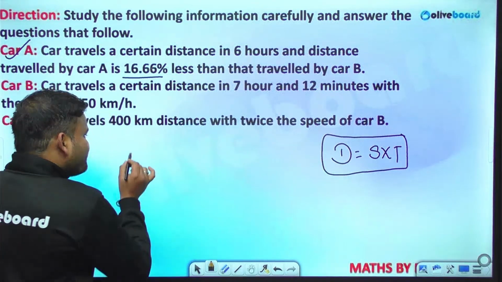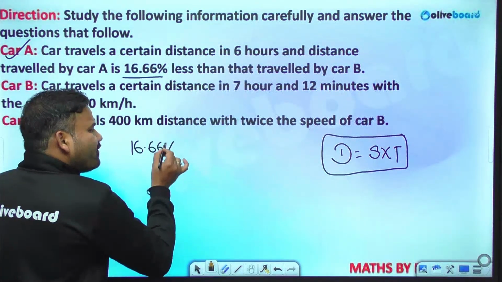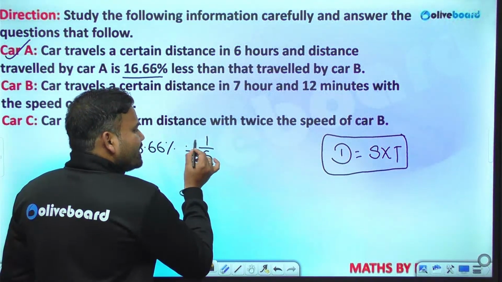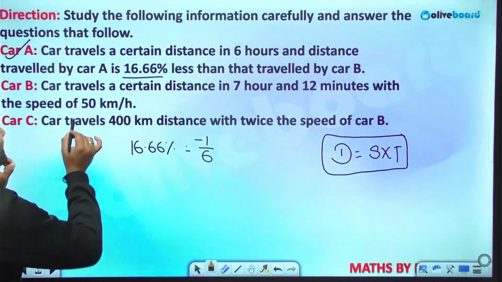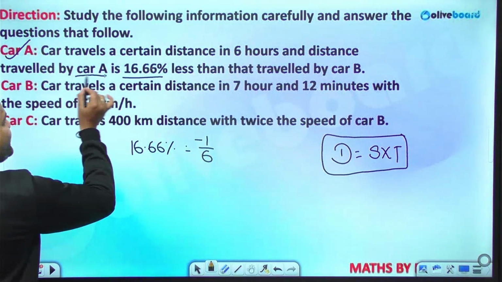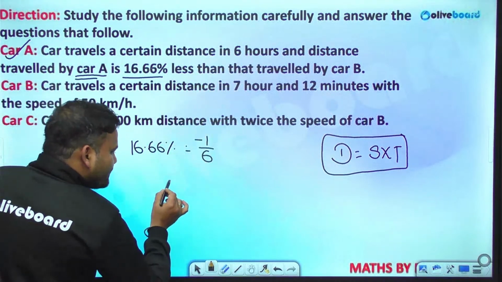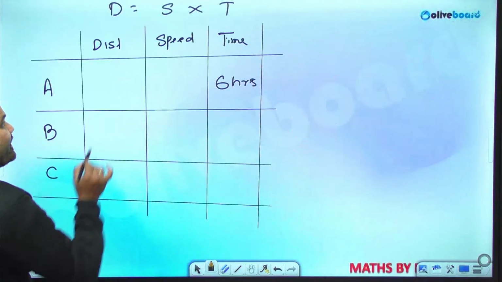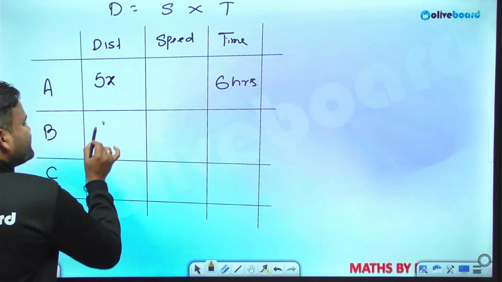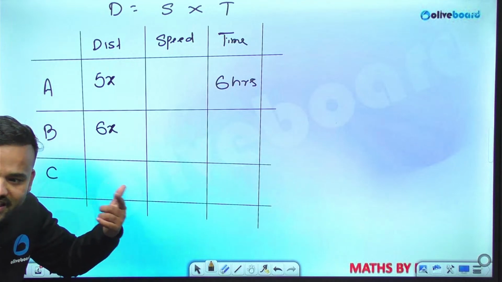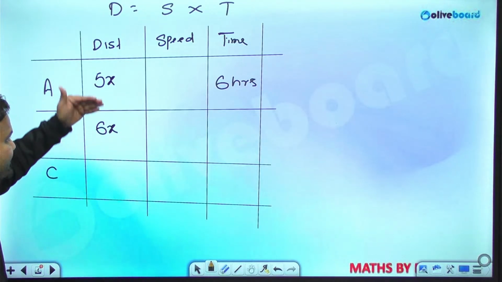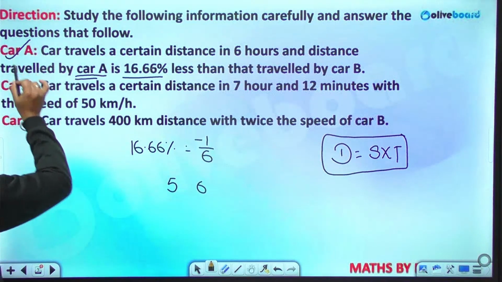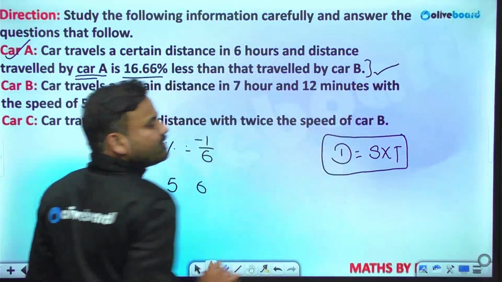Okay, what is 16.66%? 16.66% is nothing but half of 33.33%, which is basically 1/6. So less means 1/6 less. The question says the distance traveled by car A is 1/6 less as compared to car B. So that means a 5 to 6 ratio will be there. So the distance traveled by car A will be 5x and car B will be 6x. If this is 6x, this will be 5x. Clear? So car A, up to here I have completed it. So this is over. Clear?